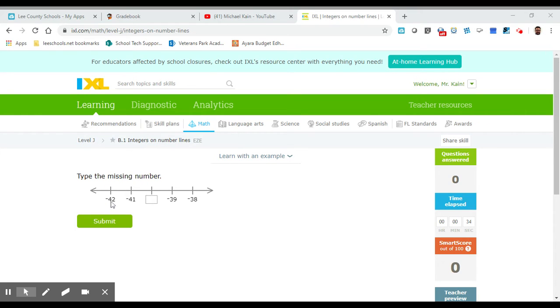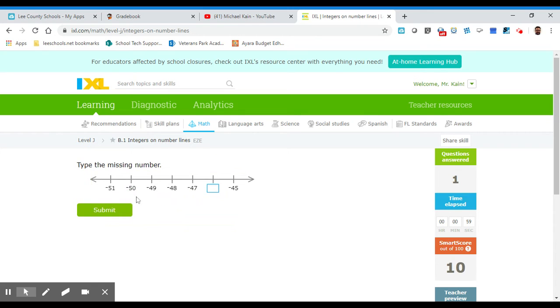We have negative 42, negative 41, blank, and negative 39. So the number between these two, if we were to count them out, and one technique is to figure out what are we counting by? Well, we're counting by 1. So if I go toward 0, another 1, it's going to be negative 40. And then you can go back and check. Negative 41, negative 40, negative 39. Makes sense.